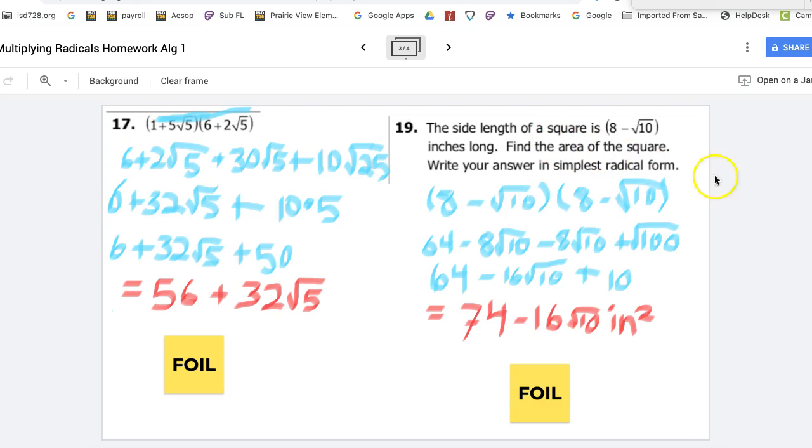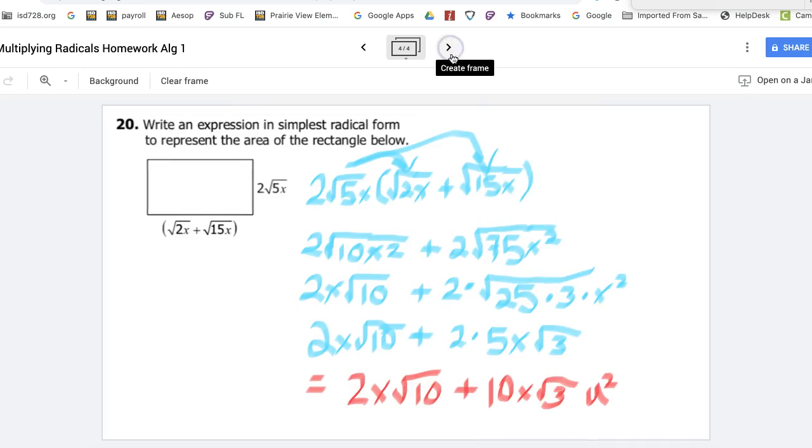I didn't draw a picture here because I was limited on space, but I definitely would draw a picture and put the side as 8 minus root 10. You know, when you find the area of a square, you're going to take side times side. Again, we're foiling, so you FOIL it all out, pull out your perfect square numbers, collect your like terms, and you should have 74 minus 16 root 10. And I put inches squared on because we are finding an area. When you're using the Schoology checks and that kind of thing, I'll just include the label for you so you won't have to worry about it.